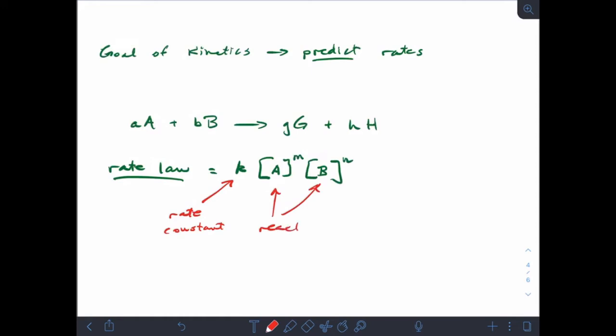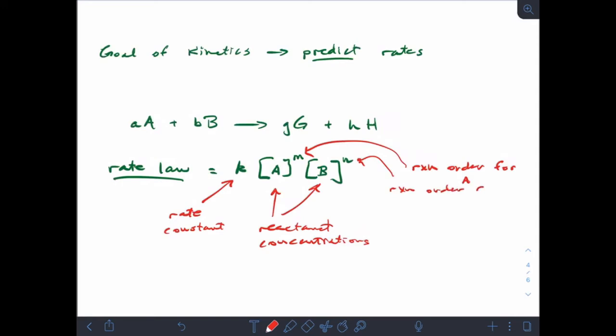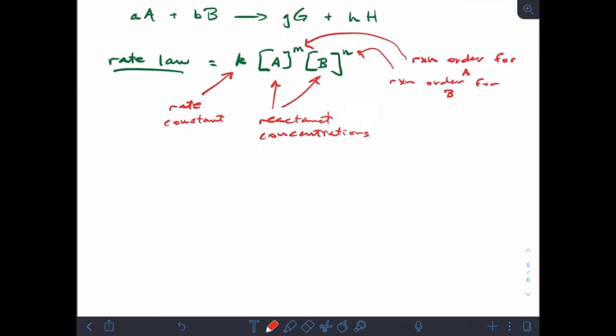These are reactant concentrations. And let's see, M is what we call the reaction order for component A, and N is the reaction order for compound B. Okay, so most of this is probably not too confusing yet, but we need to talk about M and N.